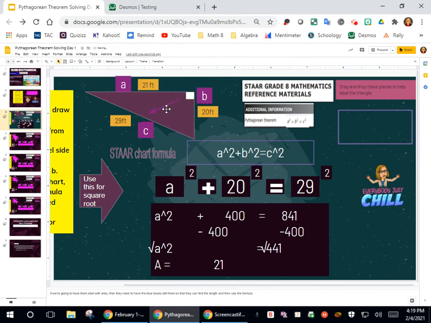Let's double check one thing. We have to make sure that C is still the longest side, because y'all have told me the hypotenuse, side C, is always the longest. So is 29 longer than 21? Yeah. Is 29 longer than 20? Yeah. Okay, so we're in good shape. A is 21, C is 29, B is 20. Ta-da, that is the Pythagorean theorem.